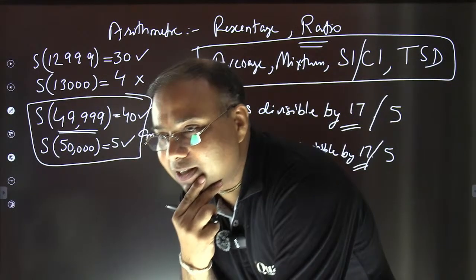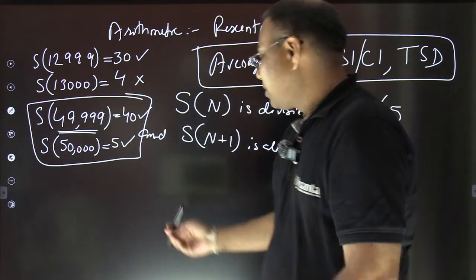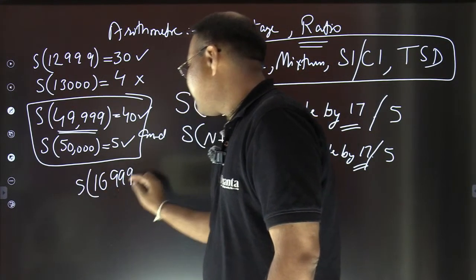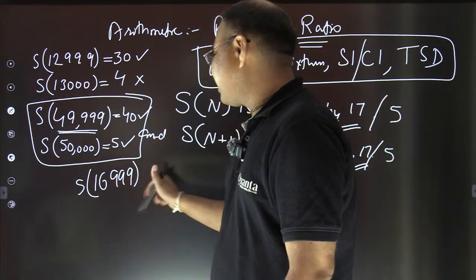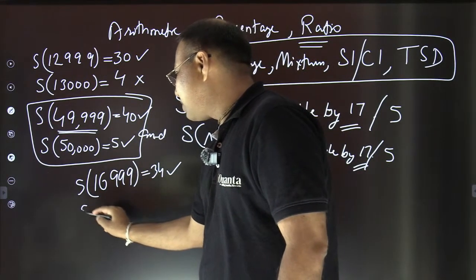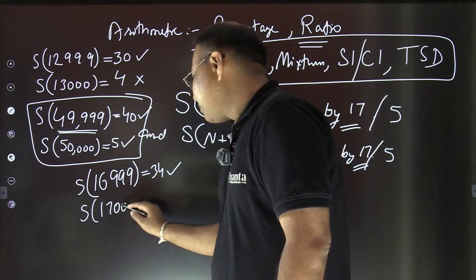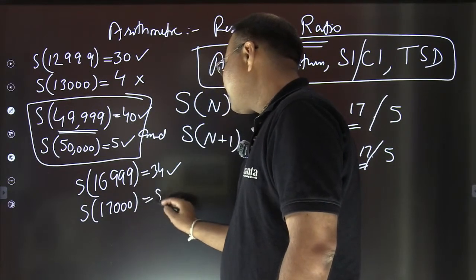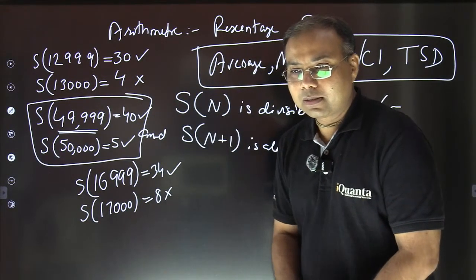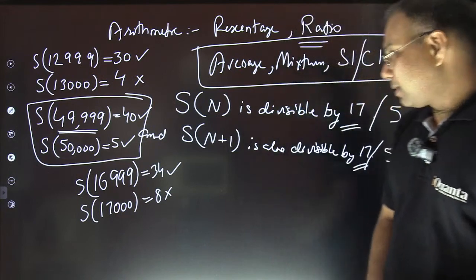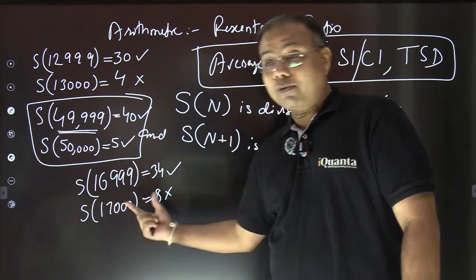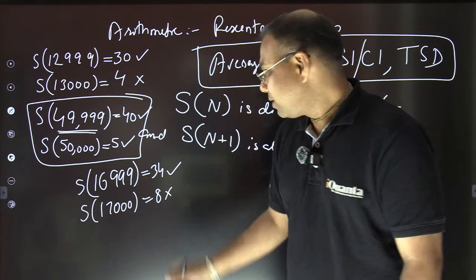Okay, Manshi is giving one answer, 16999. What is the sum of digits here? Let's calculate. 27 plus 7, that is 34. That's fine. It is divisible by 17, and its successor is 17,000, and its sum of digits is 8 only. It is not divisible by 17, right? So this doesn't work. I don't want the number to be divisible by 17. I want the sum of digits of the number to be divisible by 17. So this doesn't work.